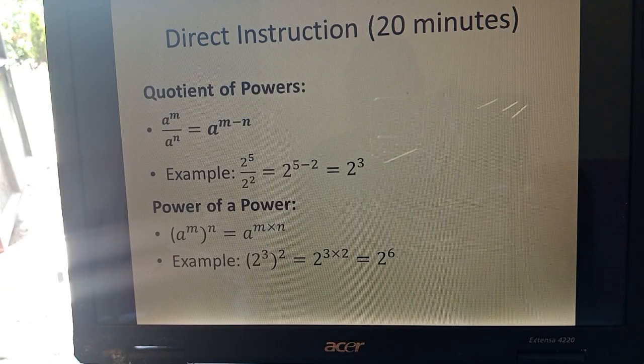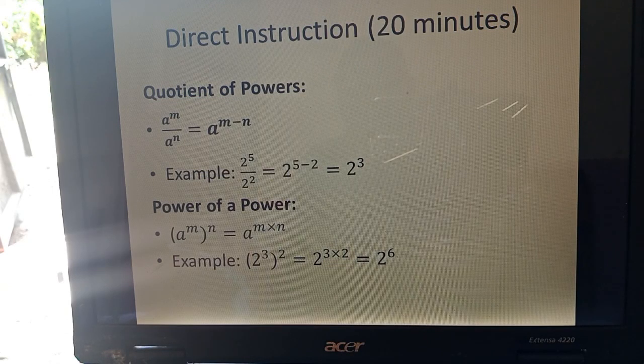The next row is the quotient of powers, which is a raised to m over a raised to n, equal to a raised to m minus n. We give an example there of 2 raised to 5 divided by 2 raised to 2. Using the formula, m is 5 and n is 2, so you have 2 raised to 5 minus 2, which is 2 cubed.